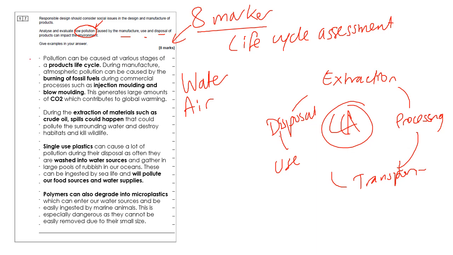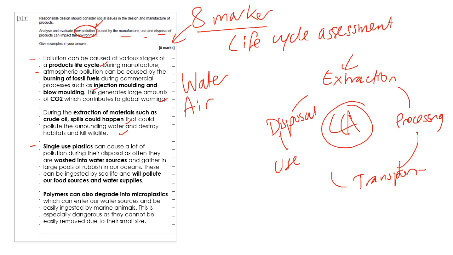So here we go, this is what I've written. Pollution can be caused at various stages of a product's life cycle. During manufacture, atmospheric pollution can be caused by the burning of fossil fuels. During commercial processes such as injection moulding and blow moulding, this generates large amounts of CO2, which contributes to global warming. Relatively simple, gets you a few marks already. So here I'm thinking a little bit more about my life cycle. During the extraction of materials such as crude oil, spills could happen that could pollute the surrounding water and destroy habitats and kill wildlife. So I reckon there's already a good few marks in there.